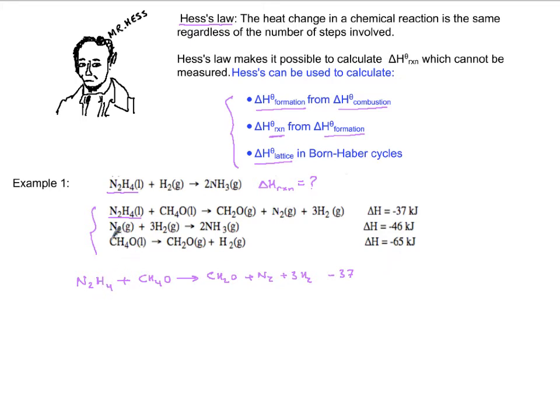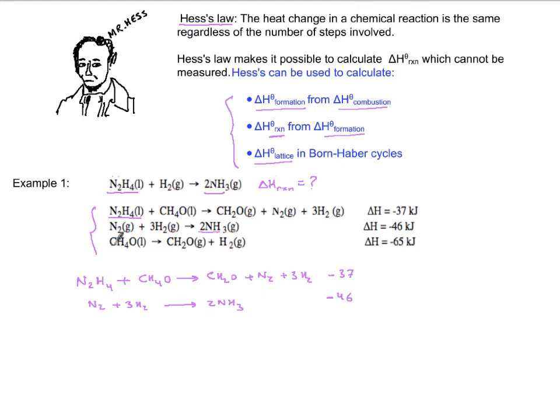The second reaction, I see also ammonia on the product side, and that's what I want, so I'm not going to play with that reaction. Also, I keep it as is, giving me 2 ammonia, and it's negative 46 kilojoules.